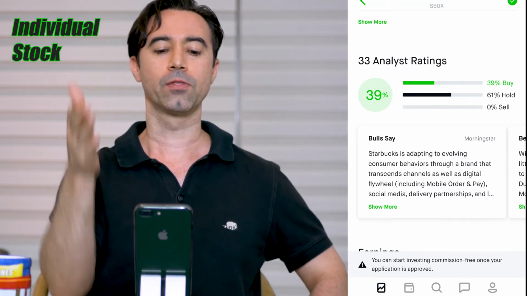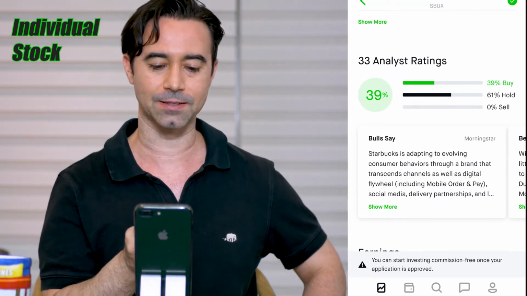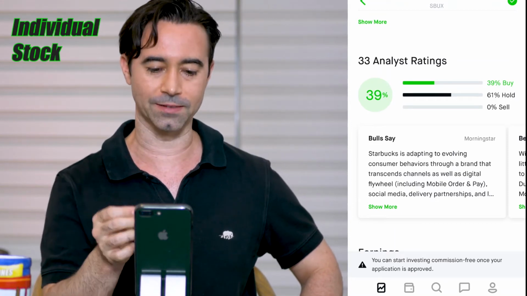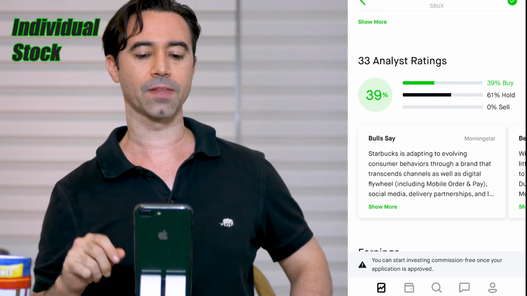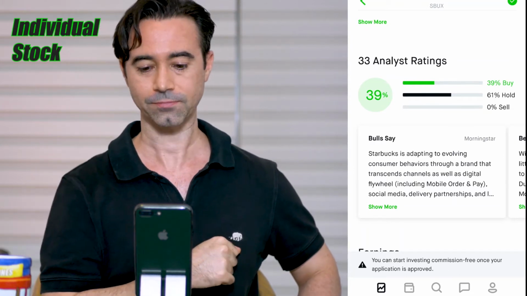And so here, 39% of analysts, which are 33 analyst ratings, say that this stock is a buy.